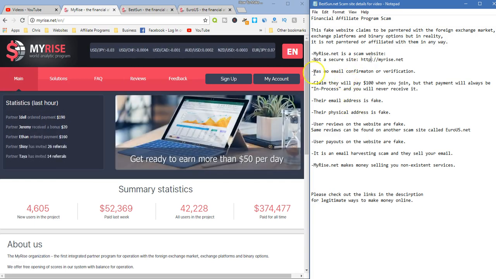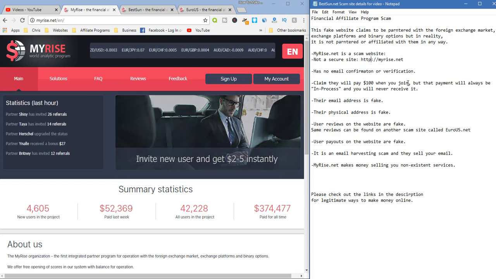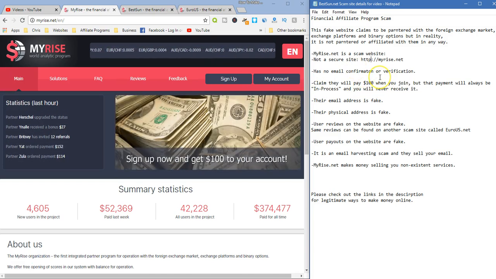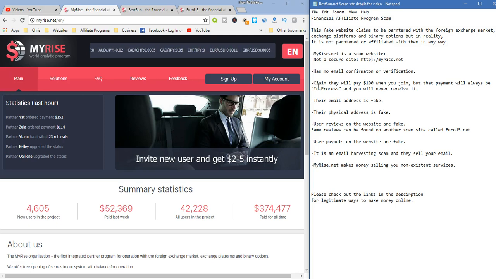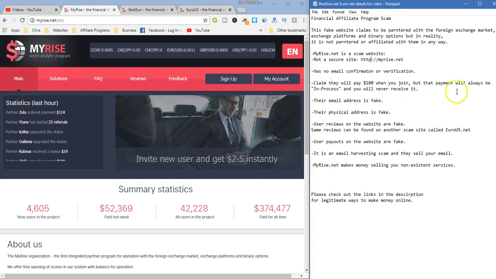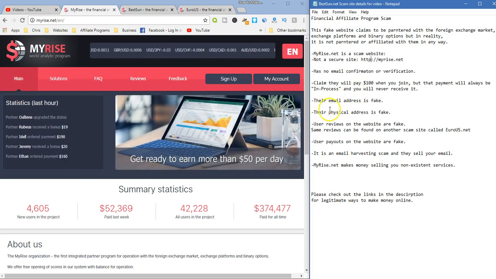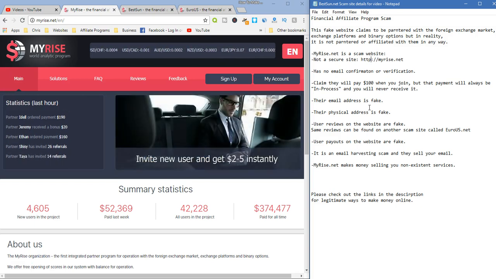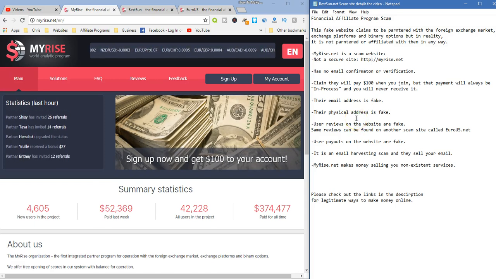Okay. So when you sign up for this, there's no email confirmation or verification that normal legitimate sites usually do. They make you verify your information and confirm your email that it's correct. The site also claims that they'll pay you $100 when you join, but that payment will always be in process and you will never receive it. Okay, their email is fake. So if you have a question or a concern or an issue, the email is fake. Their physical address is fake.